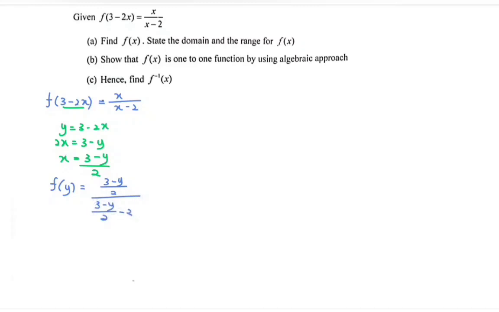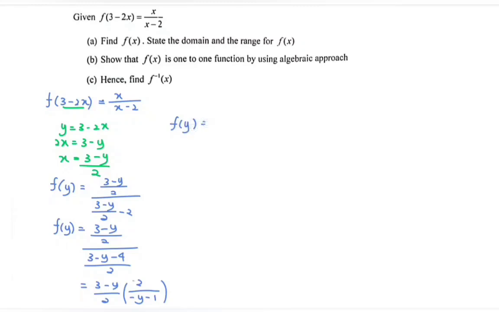Kindly equate the denominator. So we have f(y) equals (3 - y)/2 over (3 - y - 4)/2. Rewrite the situation. (3 - y)/2 times 2 over (-y - 1). So kindly simplify the situation. We have f(y) equals (3 - y) over -(y + 1). So find the f(x).